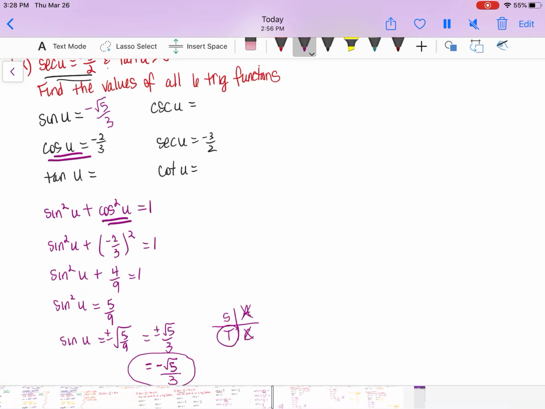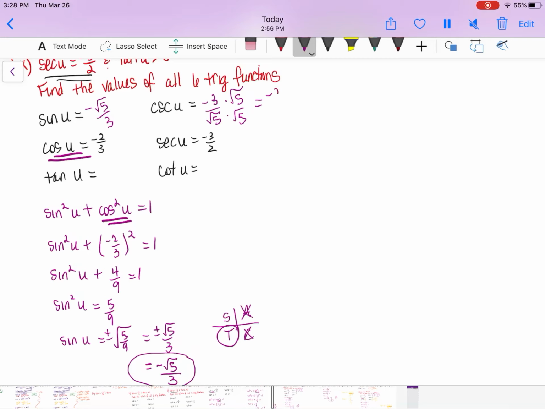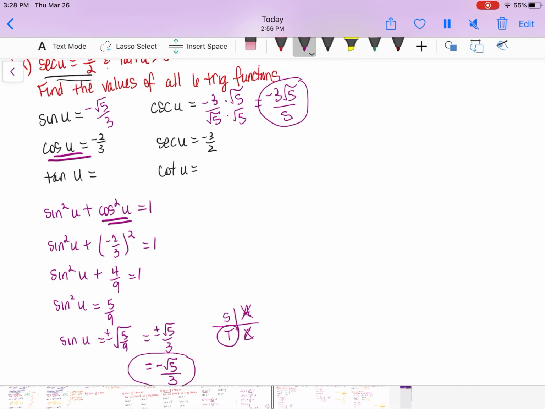Sine of u is going to be negative radical 5/3 because we figured out that we're talking about a 4th quadrant situation here. Now, sine and cosecant are reciprocal, so I'll just flip that, rationalize my denominator to get -3 radical 5/5. Okay, so now I have 4 of the 6. So I've got to figure out what to do for tangent and cotangent.